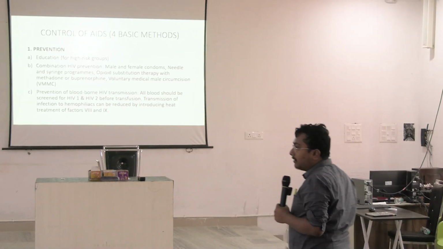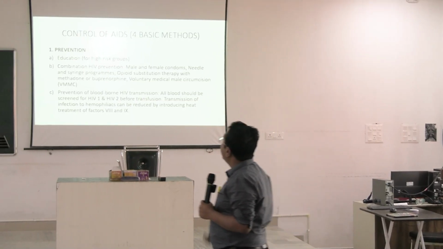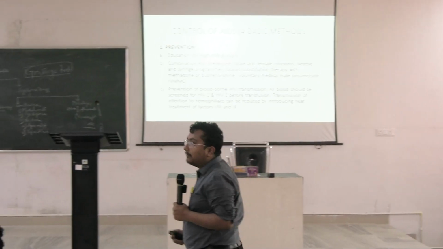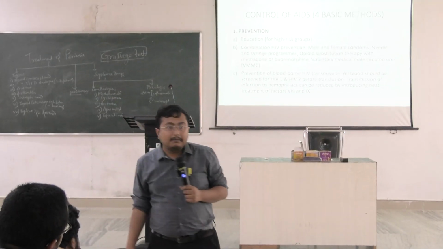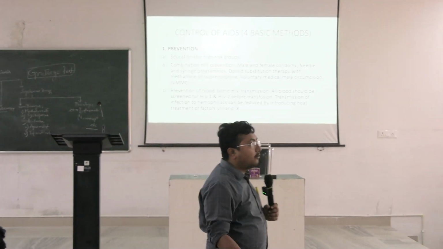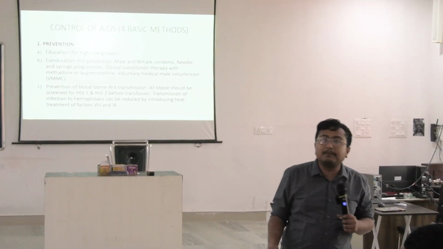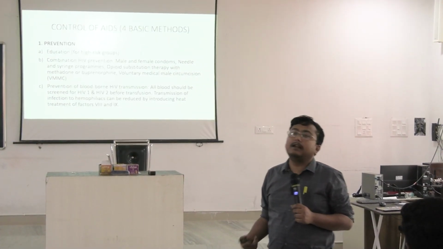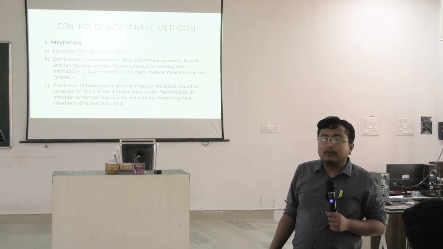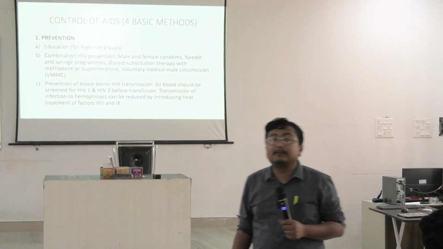Now coming to the control part. For control, we first have to think about prevention. We all know who are the high risk group people, who are the bridge population, and who are the general population. Who are the high risk groups?